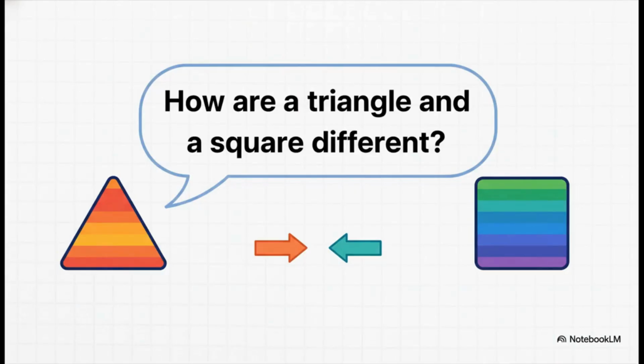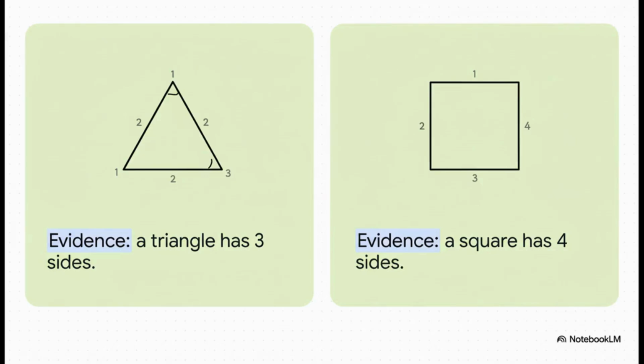So our new question is, how are a triangle and a square different? Now, this asks students to not just look at one thing, but to analyze two things and talk about how they're related. So to answer this, the student has to find evidence for both shapes, right? They see that a triangle has three sides, and then they see a square has four sides. They're now collecting and comparing two different pieces of information.